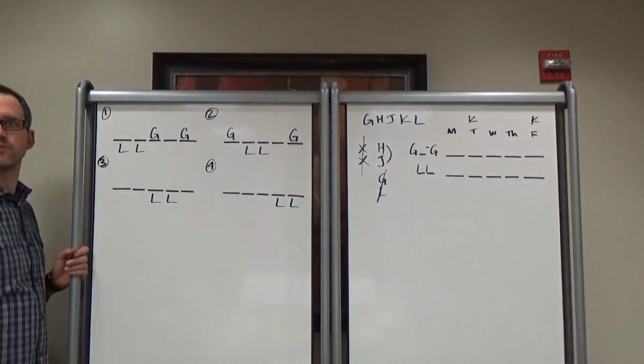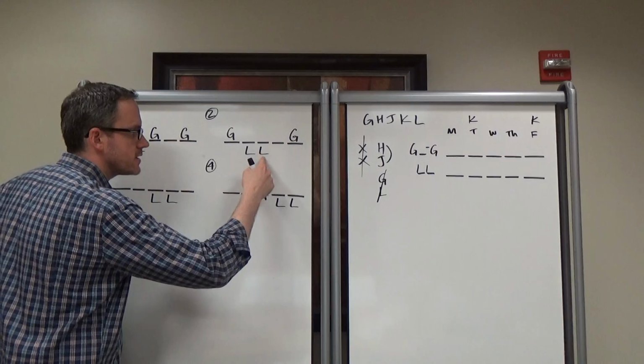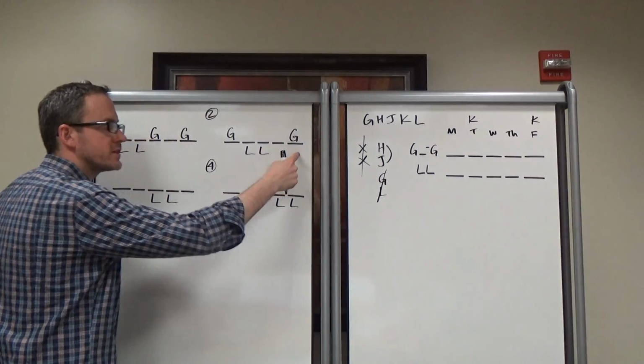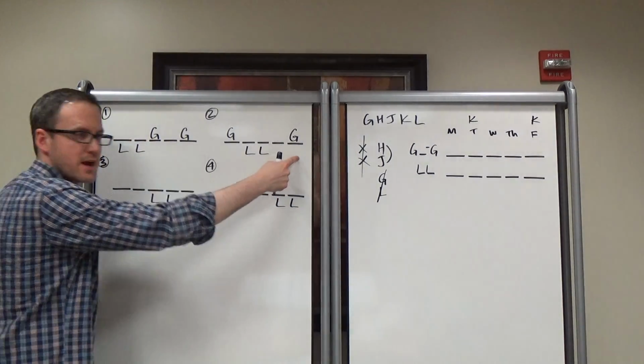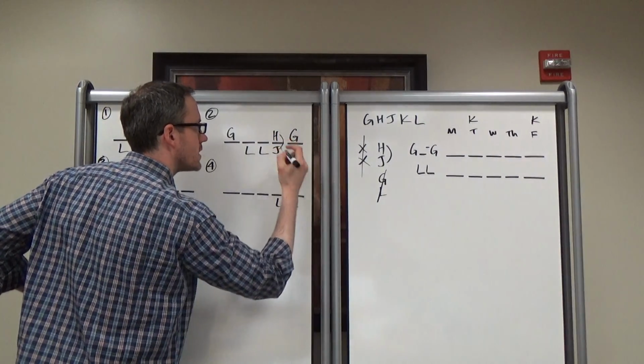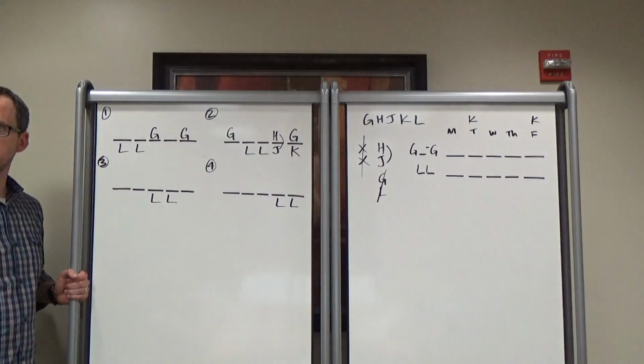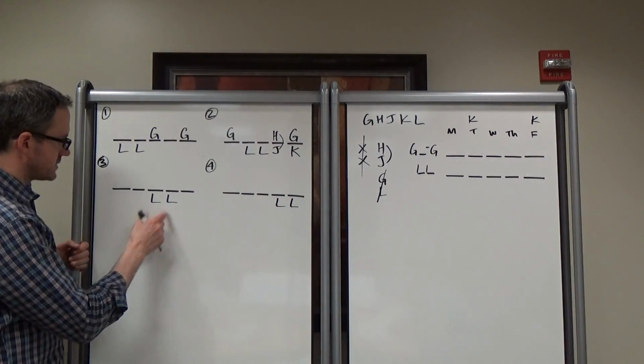How come? HJ. HJ has to take up one of these days. It can't be here, here, here. So it's got to be here, here. But the problem with Friday is that K is already there. So HJ is going to go here with K going down here now. Sound good?